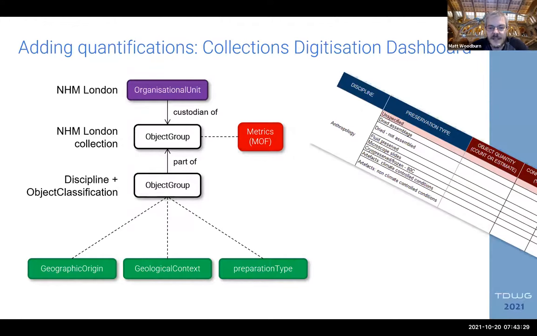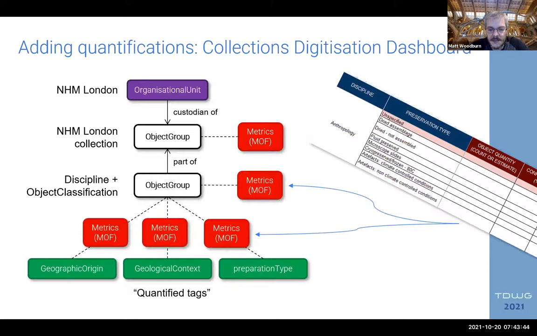When we then get onto the CDD use case, we can see that actually it's pretty much the same kinds of breakdown, but we want to add some more detailed metrics to those breakdowns so we can generate dynamic dashboards, reports, and visualizations from more structured quantitative data. And it may be that this can be achieved fairly simply by just adding metrics, again using measurement or fact, to both the object groups representing the subcollections and also to the relationships between the object groups and their tags.